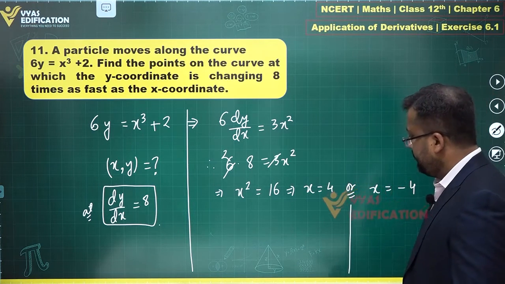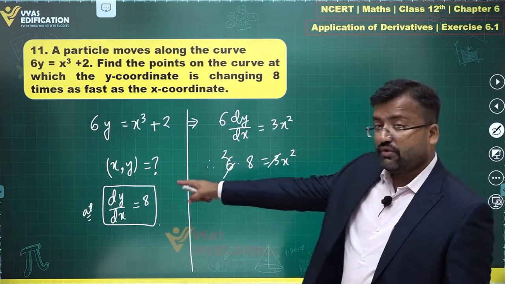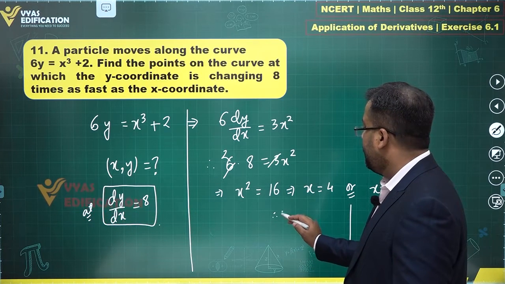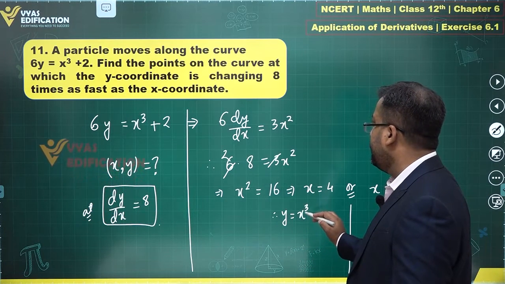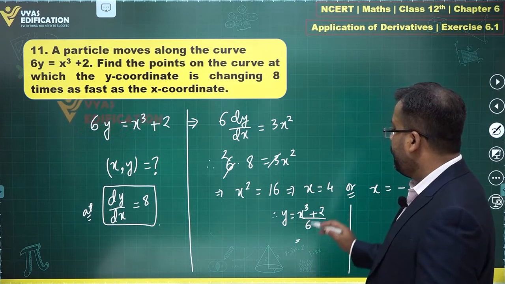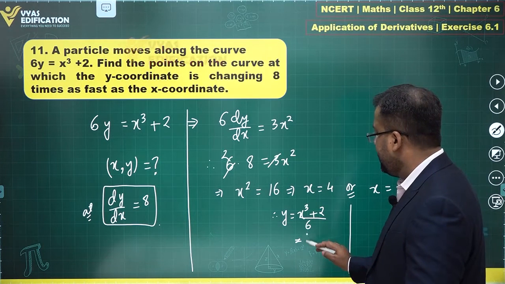Now, what will x equal to 4 give us? The value of y is also required, right? We need the points. Therefore, let's find the value of y. Therefore, y equals x cube plus 2 over 6. This will be equal to 4 cube, which is 64, plus 2 is 66 upon 6, 11.